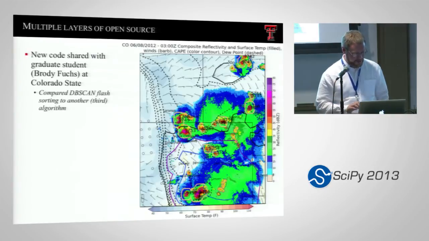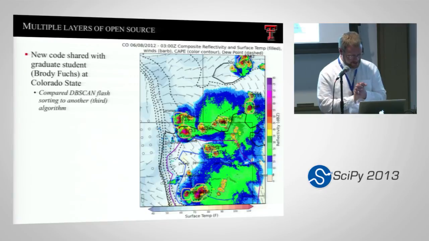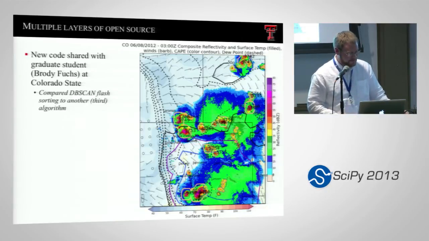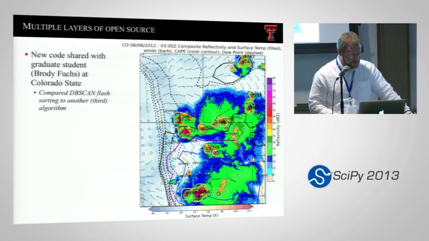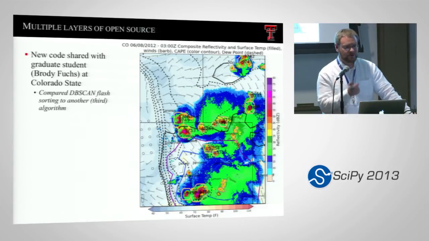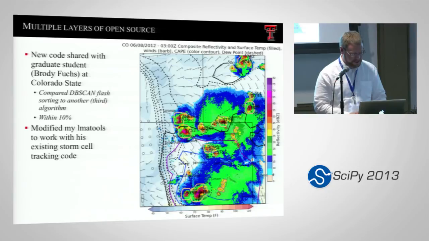One of the things that we do here then is we're building on top of these multiple layers of open source, and I've had the pleasure of being able to extend that to another level by taking the code that I've developed, and I'm able to share it. And so a graduate student at Colorado State who created this figure you see on the right was able to take my code. He compared it to a third flash sorting algorithm that I haven't shown you. Found results within 10%, so that was good to see. We have some community validation of these tools.